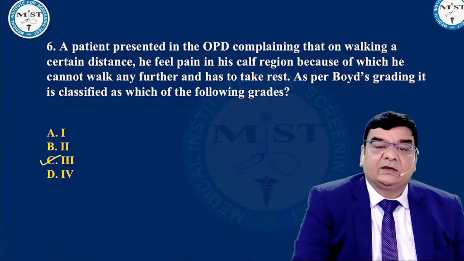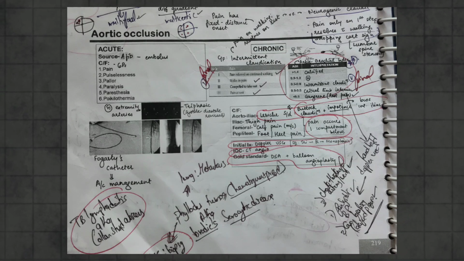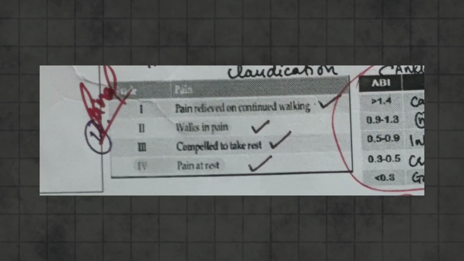Next question. A patient presented in the OPD complaining that on walking a certain distance he feels pain in his calf region, because of which he cannot walk any further and has to take rest. As per Boyd's grading, it is classified as which of the following grades? Answer is 3. You can see this in the aortic occlusion topic in BTR. Grade 3 is compelled to take rest.